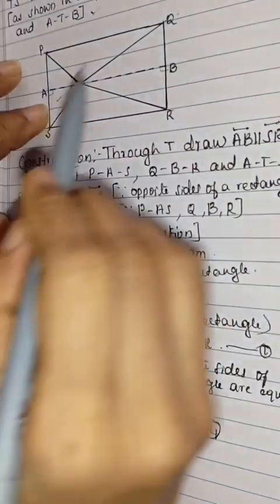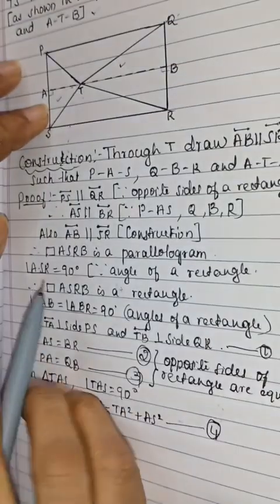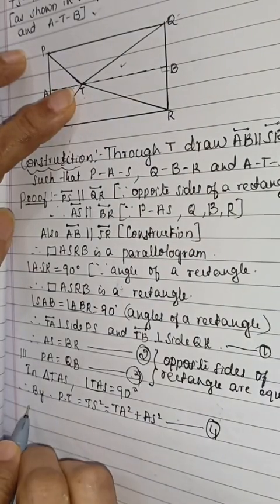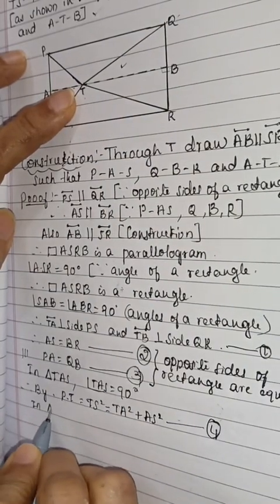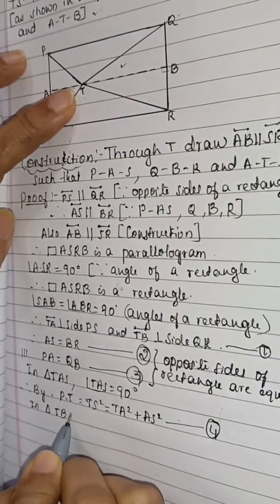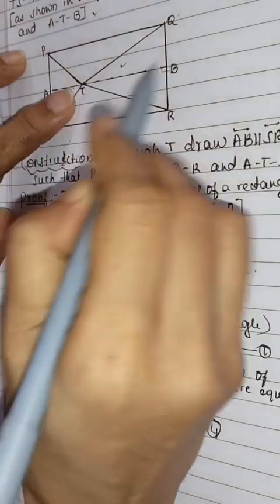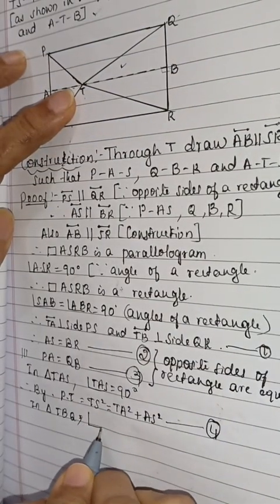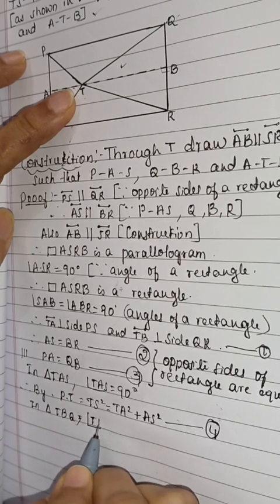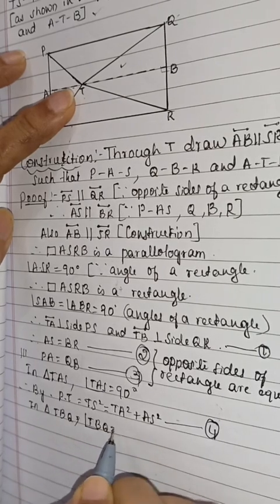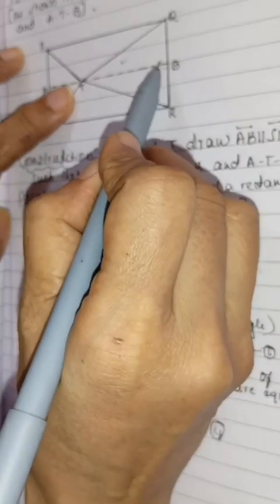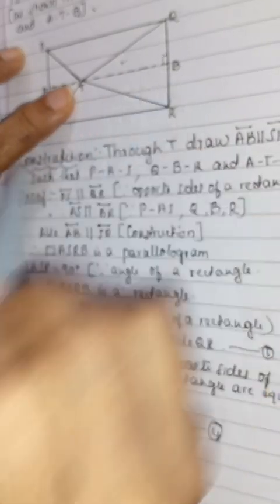Now in triangle TBQ, angle TBQ is 90 degrees. TBQ is 90 degrees. See, this is 90 degrees.